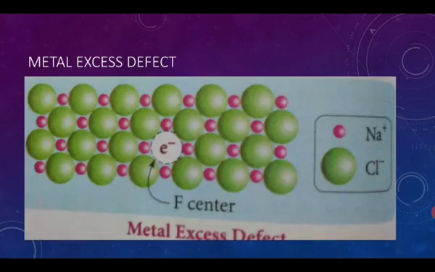Just see the figure. In this figure, one Cl- is missing. In that place, one electron comes and occupies, that is e- is occupying, which is known as F center. See the diagram. Na+ is red colored and Cl- is green colored. So one green color is missing. In that place, one electron from Na+ occupies and this is known as F center.